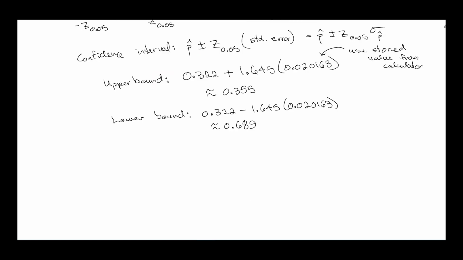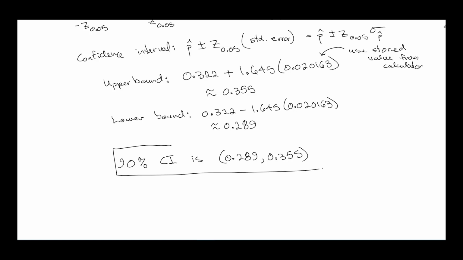Okay, so it turns out that our 90% confidence interval then is 0.289 to 0.355, and actually it looks like I copied something wrong on there. Sorry, I apologize. That should be a 0.2. Definitely a 0.6 doesn't make sense. This is supposed to be the lower bound, so it has to be smaller than the other one. So I just copied my paper wrong. Okay, so there is our 90% confidence interval.